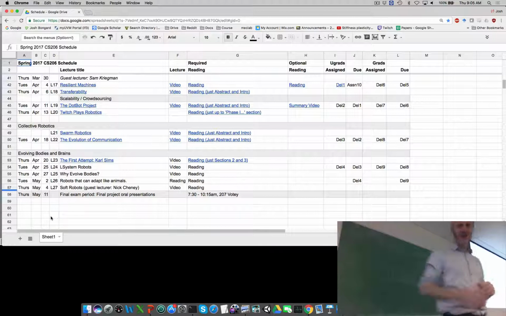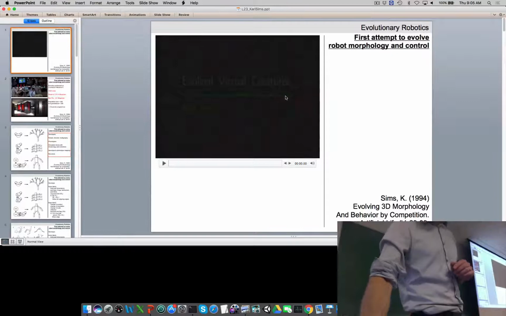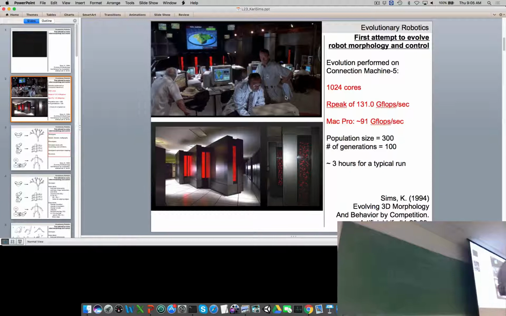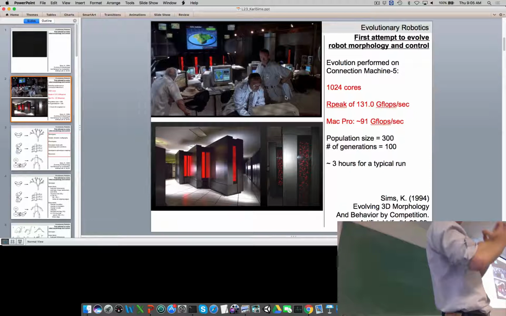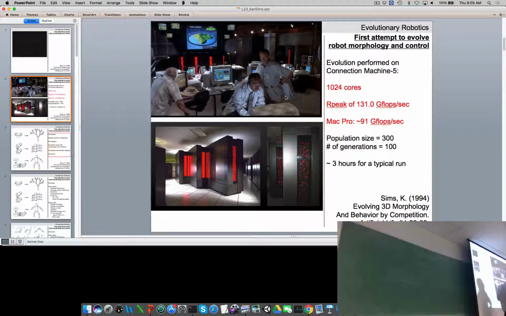Okay, we'll come back to a lot of these creatures throughout the rest of this lecture. Okay, this was evolved back in the mid-90s on a connection machine, the Connection Machine 5. There were a series of these supercomputers that were parallelized. This is the Connection Machine 5 down here. If you go back and watch Jurassic Park, you'll see the CM5 having a cameo in the movie. The CM5 had a peak performance of 131 gigaflops or floating operations per second.